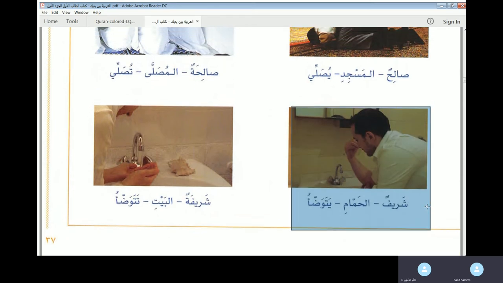Aina Sharifun? Sharifun fil hammam, yatawadda'u. Sharif is in the bathroom offering wudu. Okay, making wudu, okay.